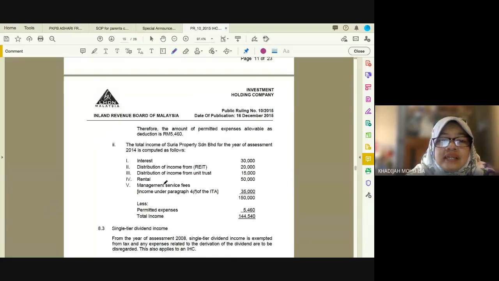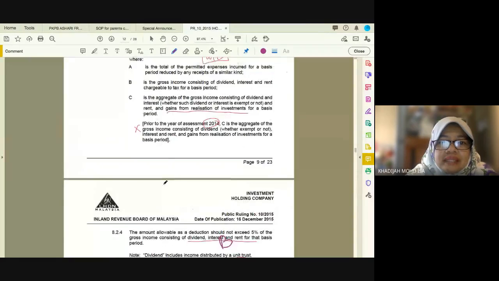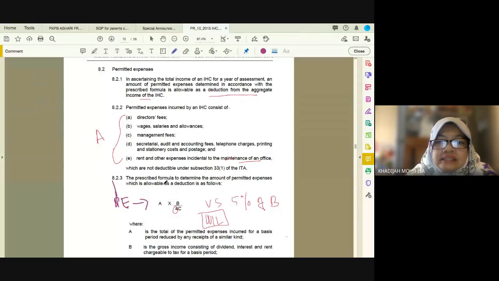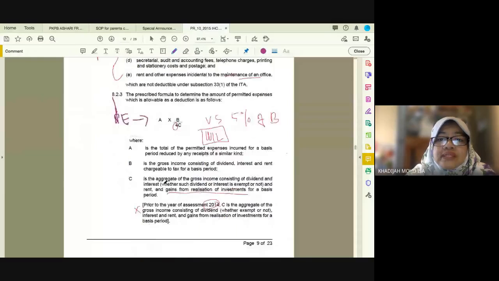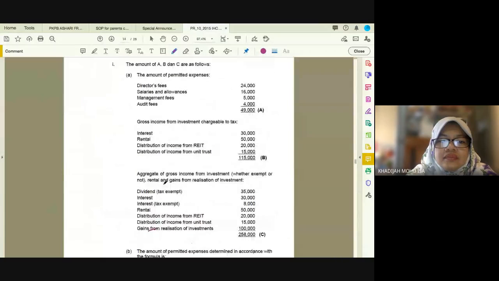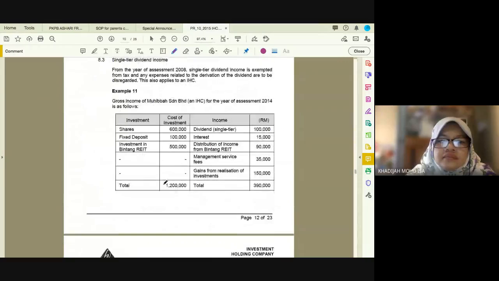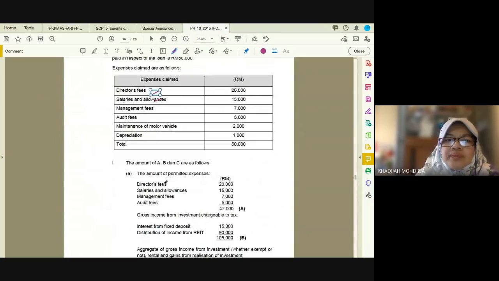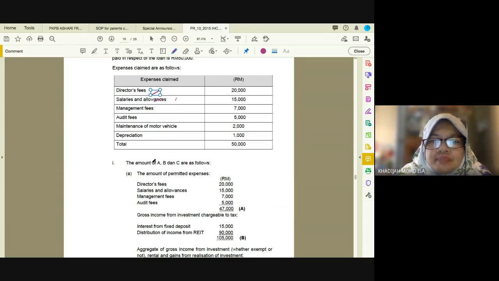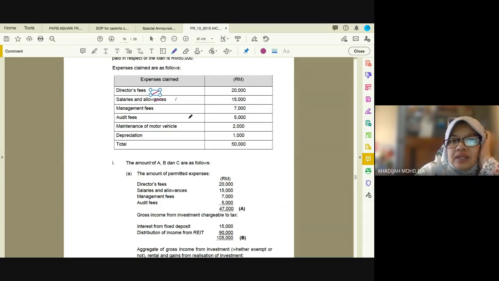Yeah. So again, let me see maintenance. What did it say earlier about maintenance? Maintenance of an office. Alright. So that means that motor vehicle is not allowed. Okay, here. So maintenance motor vehicle is not allowed. Similarly, your depreciation is not allowed. Right? So have to cancel this. What else? Okay. So once you know, then you have your permitted expenses. So you take up your 20 plus 15 plus 7 plus 5. So the other 2 or 50 minus 3 is 47. Because this 2 is not allowed.